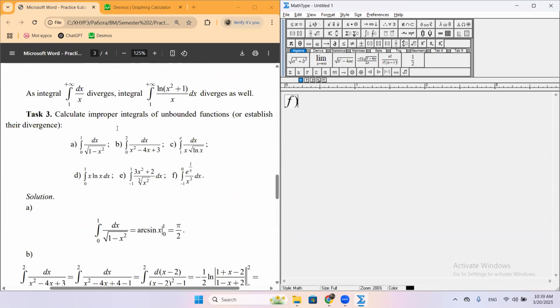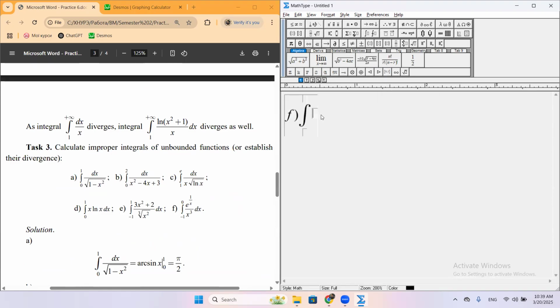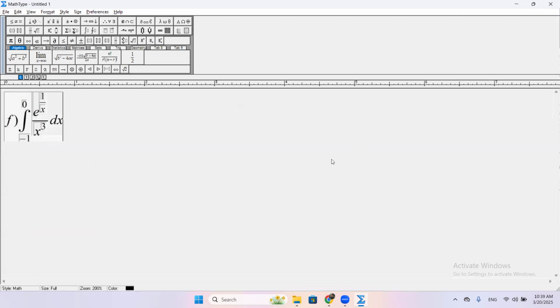We have exercise F. The following integral from -1 to 0 of e to the power of 1 over x, divided by x cubed, dx. How do we calculate it? First of all, the singularity point is 0 here. No more such points.